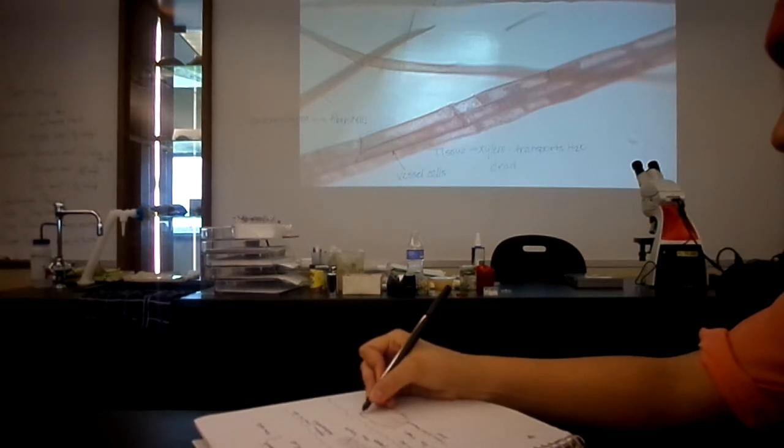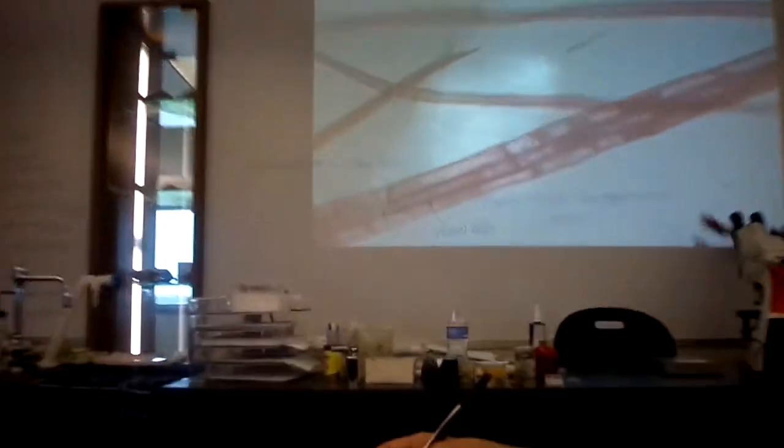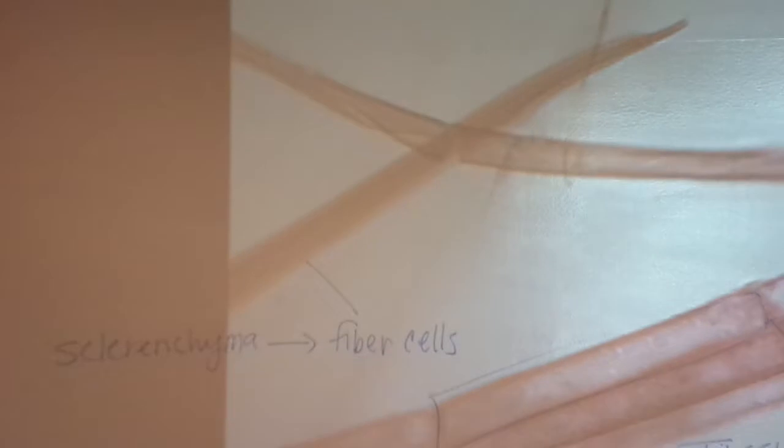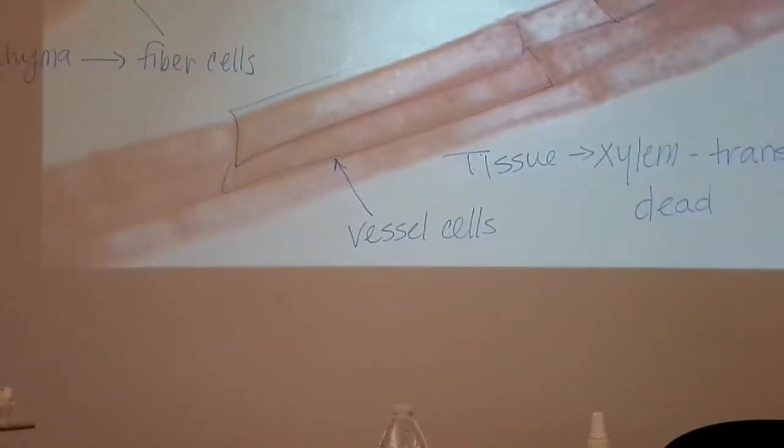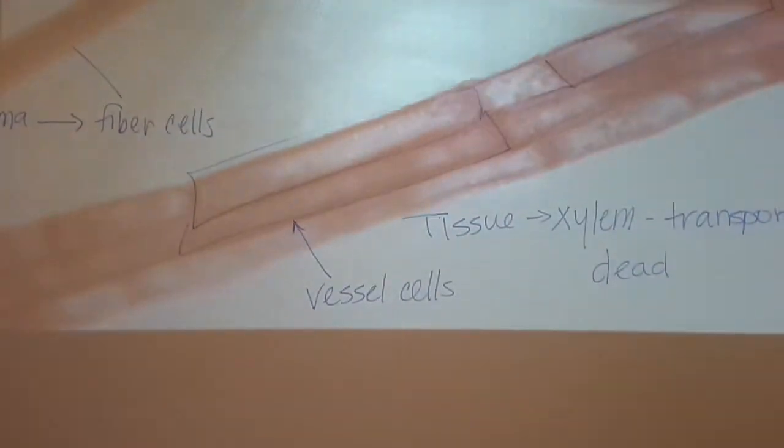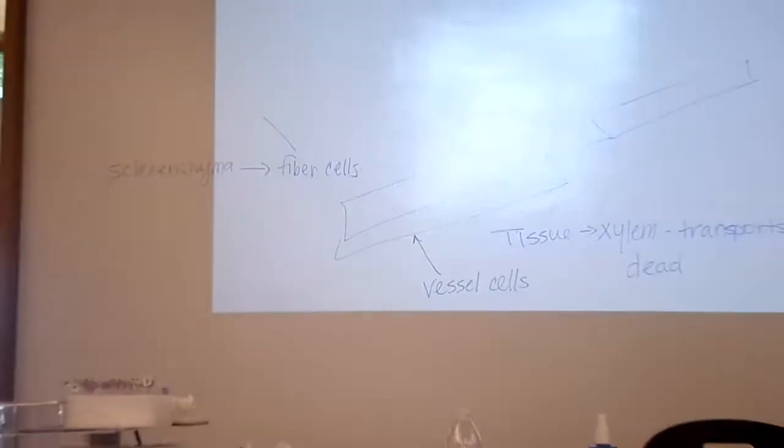Okay? The cells, individual cells, are wider. They are not tapered at the ends. They belong to the tissue that is called xylem, and those cells are called vessel cells. Now, the vessel cells may be hanging around by themselves. So let me show you what they look like if they're hanging around by themselves.